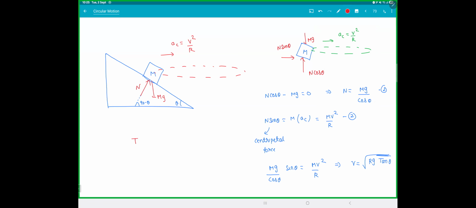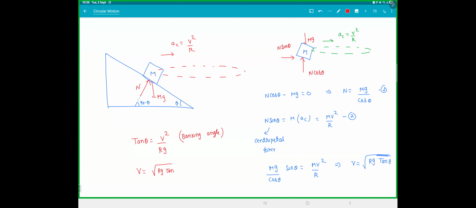So this angle, tan theta is v square by rg. This is your banking angle. When they're constructing the roads, the engineers first look at this: how much area do I have so that I can construct a curve? And the banking speed is root over rg tan theta.